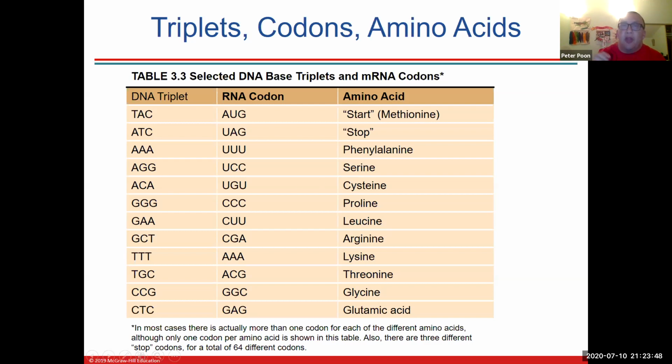There are three letters, right? So first, second, third position. Each of them can be A, G, C, or U. So 4 to the third power is 64. There are 64 different combinations. Each combination either codes for the start codon, of which there's only one, or one of 3 stop codons, and all the other ones code for different amino acids. Most amino acids have more than one codon, for reasons I really don't want to explain.